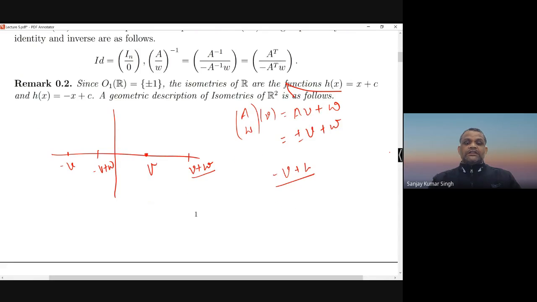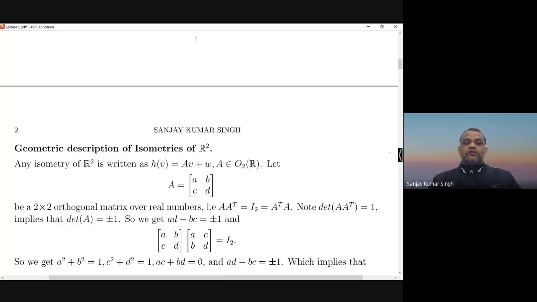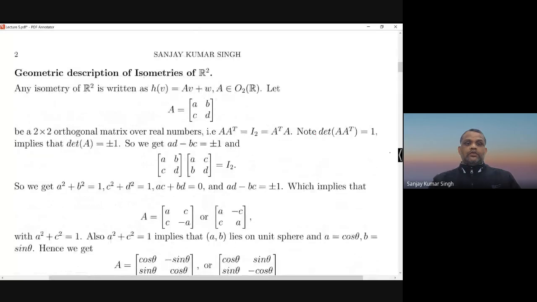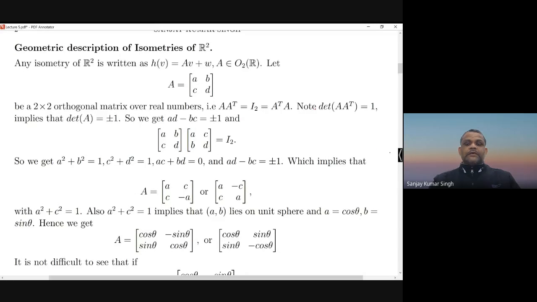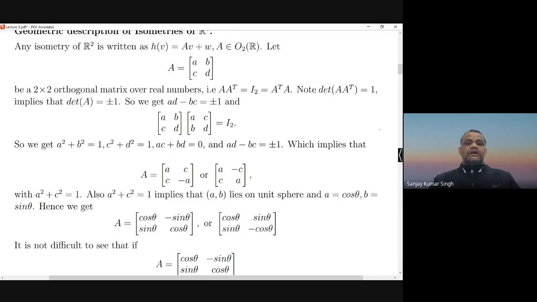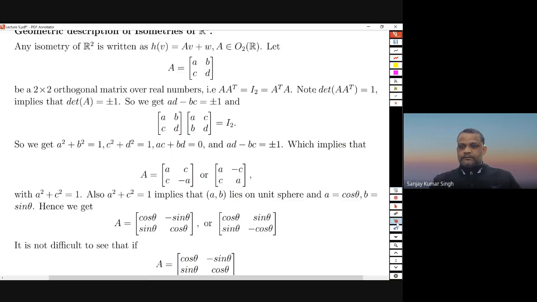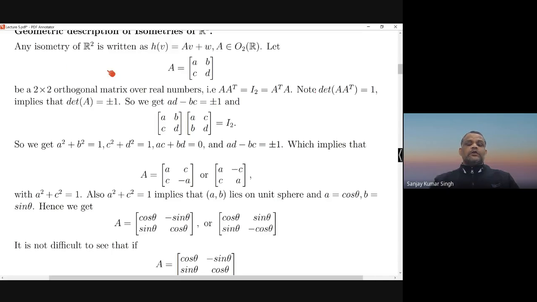Now, the interesting thing will come when we look at the isometries of R2. So again, how do we see them geometrically? We have seen that any isometry of R2 is written as h(V) equal to AV plus W, where A is an element of O2(R). So write A as a 2 cross 2 matrix with entries a, b, c, d.